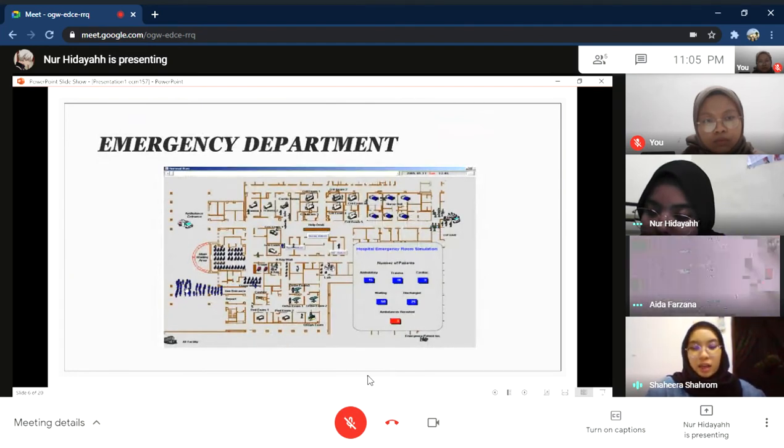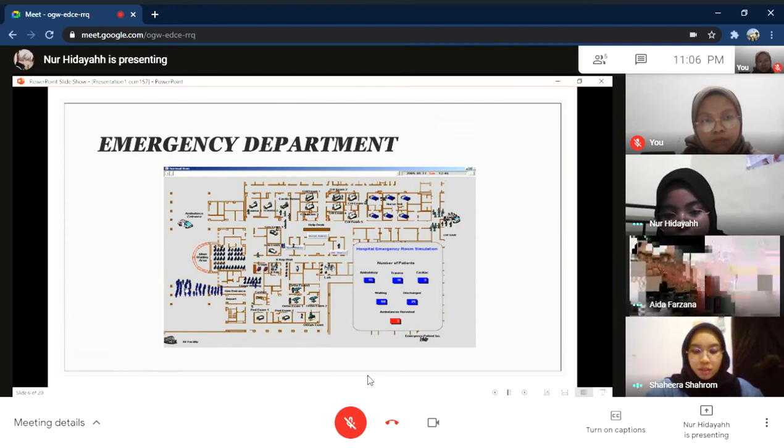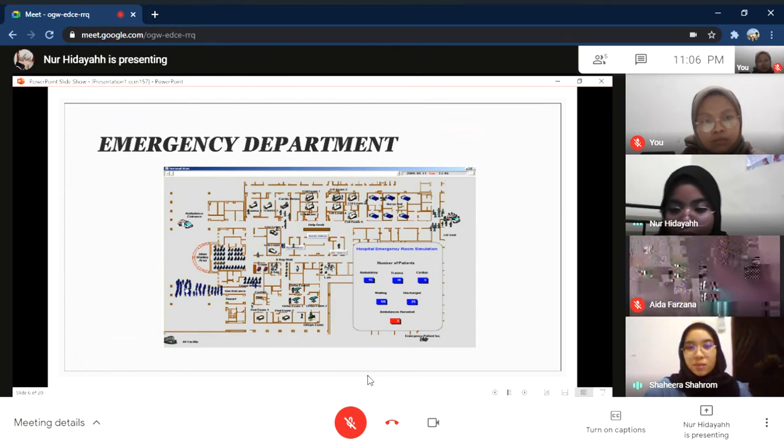Okay, as I said just now, the emergency department is very compulsory and important. So I will be explaining the purposes of this emergency department: to treat critically ill patients and to prevent critical patients from becoming more injured. So for example, if an accident happens, then the ambulance can have straight access to the emergency department. So in this emergency department, there is the emergency room and also emergency medicine. So that is it for me. I will pass to the next.